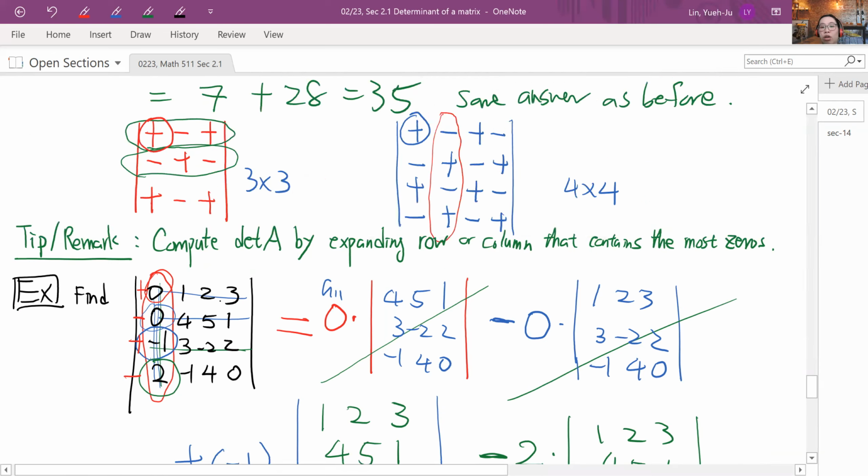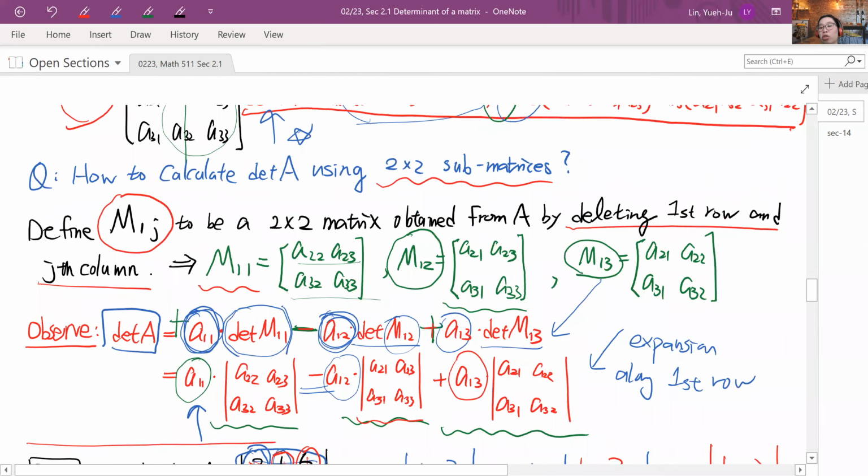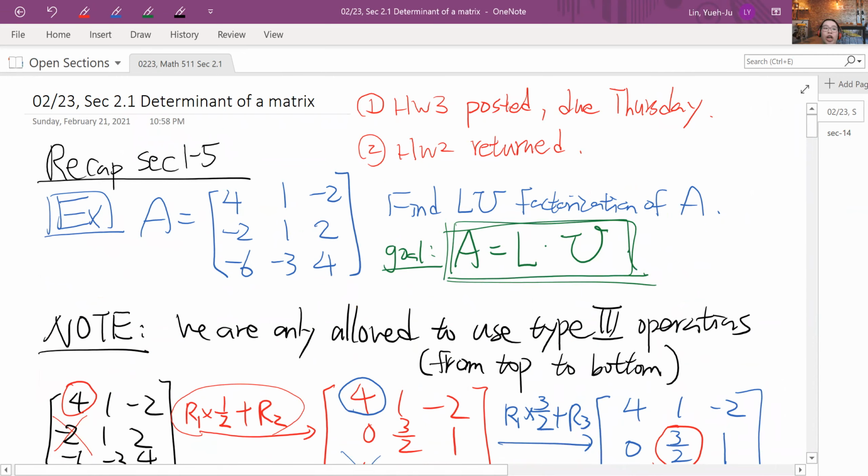And don't forget homework 3 is due on Thursday. And if you have any question regarding homework 2, please let me know. You should definitely check what the grade is and what the mistakes were there.